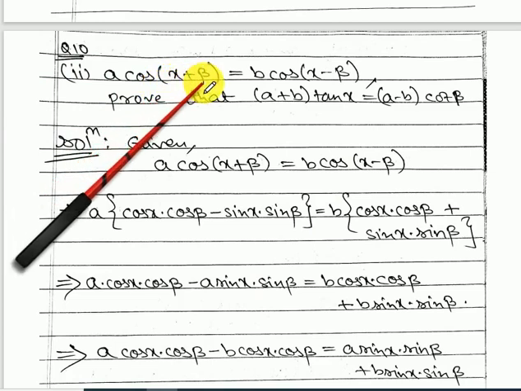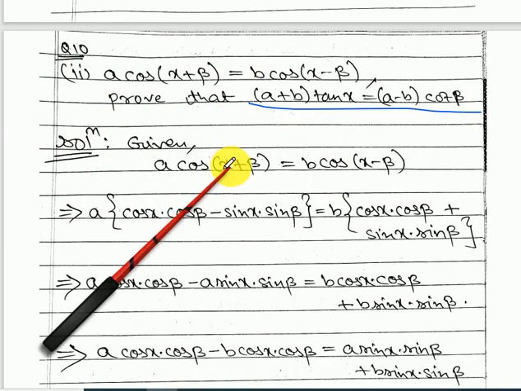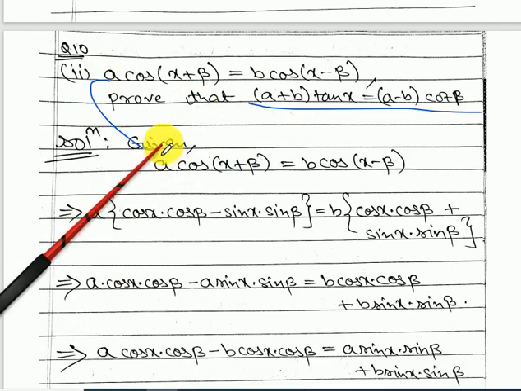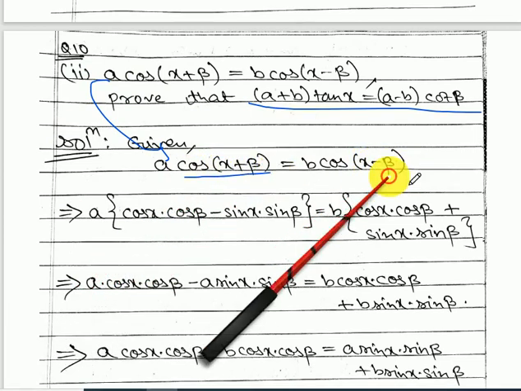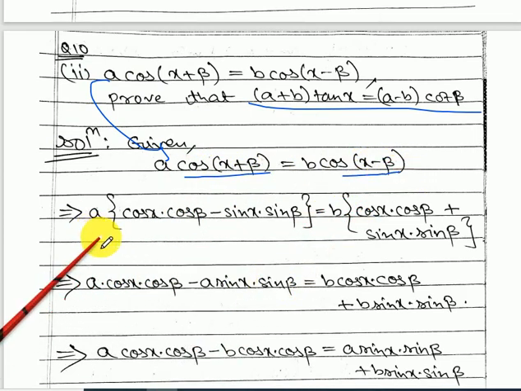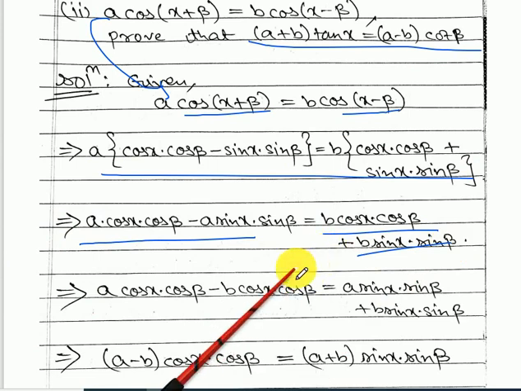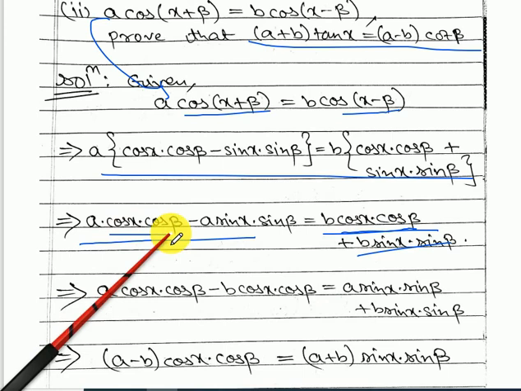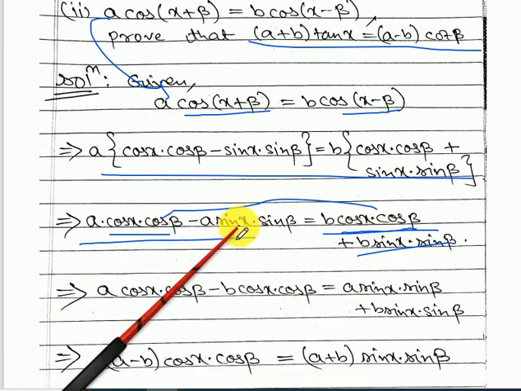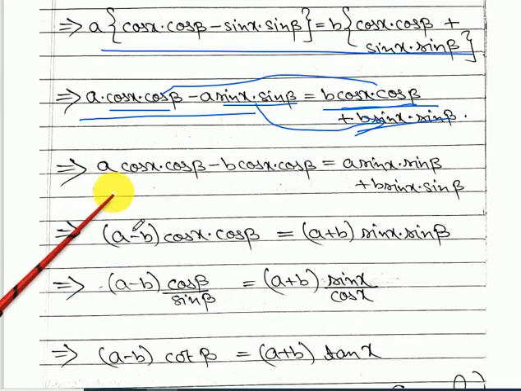a cos (x plus beta) is equal to b cos (x minus beta). Prove this. So we will start with this. We'll expand this and expand this, and after expansion we get this. Then open the bracket, a is multiplied throughout, here b is multiplied throughout. Here you can see that we have got cos x cos beta and here cos x cos beta, so we'll take these one side, and here we have got sin x sin beta, we'll take them one side. So we get this, clear.